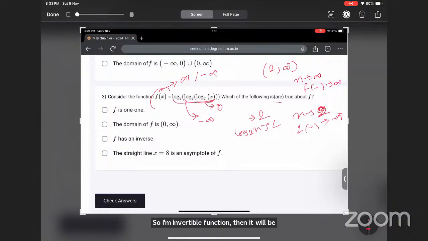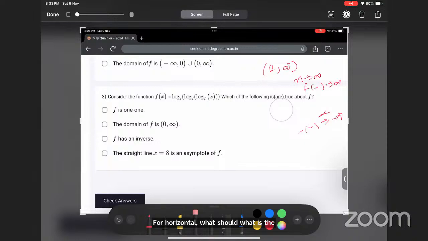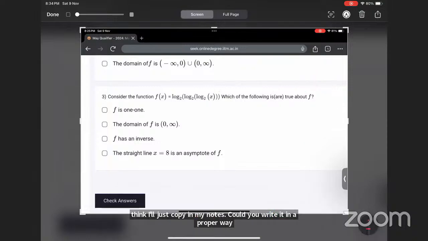Ma'am, a small request. Could you write in two points in a neat way so that I could copy in my notes about asymptotes? Vertical, like just now you said for f of x the value should be going to minus infinity or infinity. For horizontal, what is the thing? Could you write it in a proper way? Okay, this is not horizontal, this is vertical. So for a logarithmic function, you will always have a vertical asymptote.